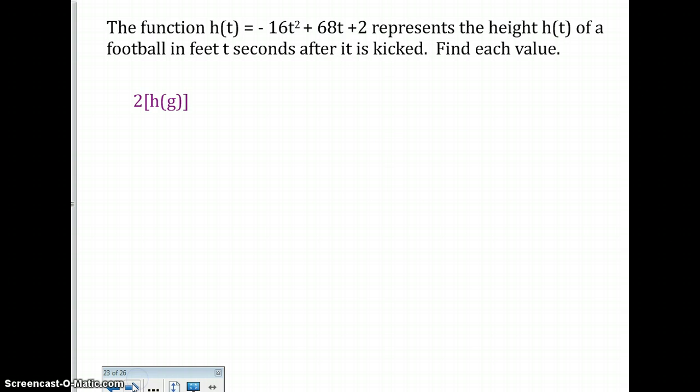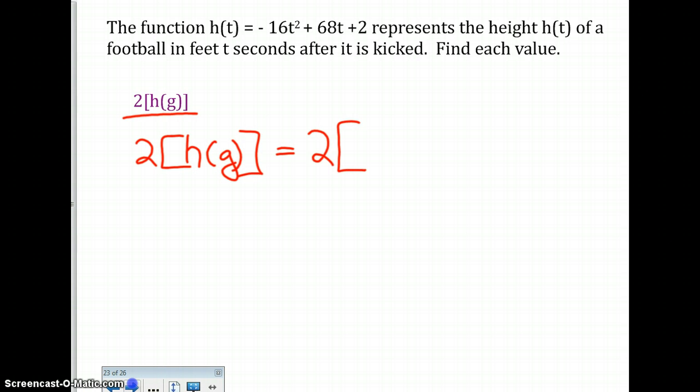Our next slide's very similar, but they're saying, okay, what if we use 2 times the function of g? So this one's slightly different. So 2 times the function of g. So I'm going to go 2 times everything inside the brackets. And where I see t, I'm inserting not a number, but I'm inserting g instead. So we have negative 16 times g to the second plus 68 g plus 2.